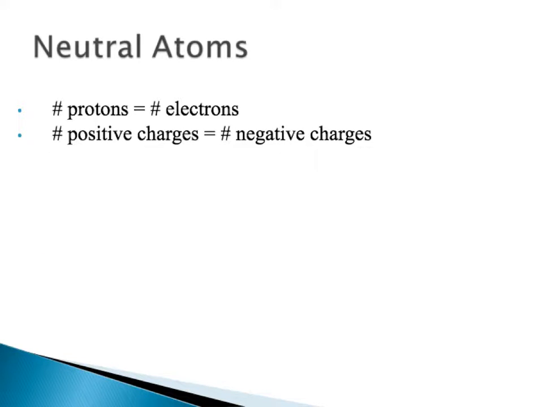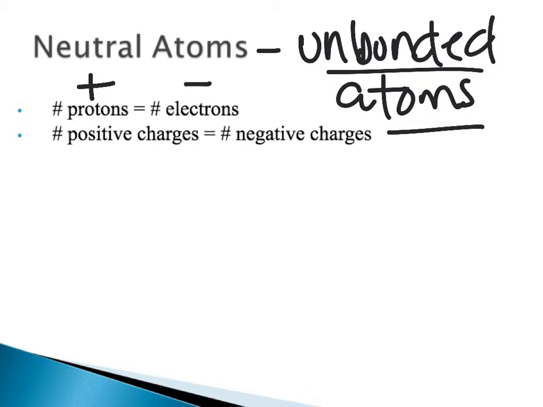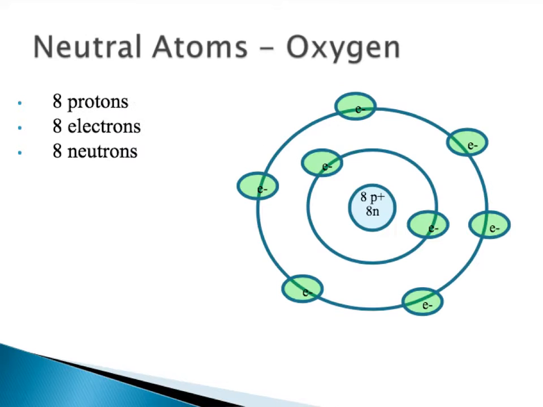Before they bond, atoms are neutral, which means they don't have a charge because the number of protons, or the number of positive charges, equals the number of electrons or negative charges. And we know this because if we look at our periodic table, the atomic number represents the number of protons or the number of electrons. So everything should be equal in unbonded atoms. That's important. The atoms are not bonded at this point. They're just all by themselves.